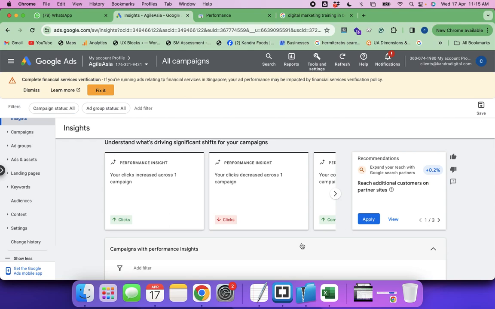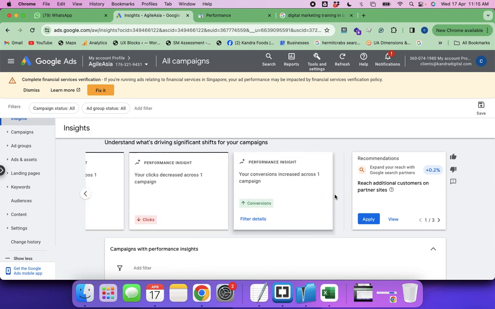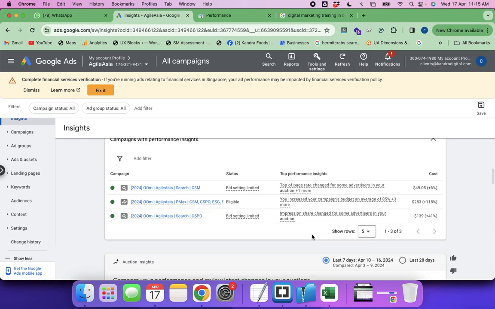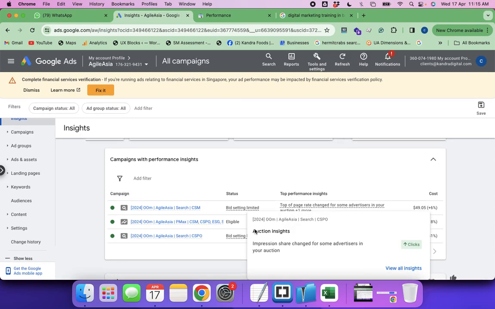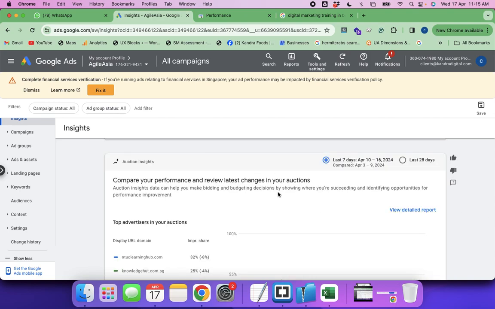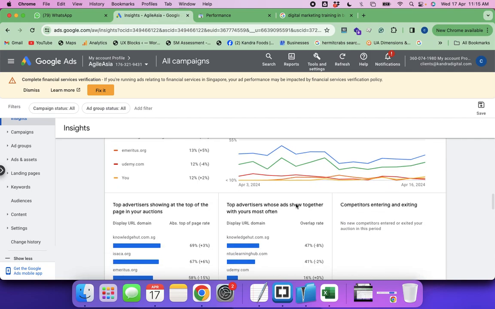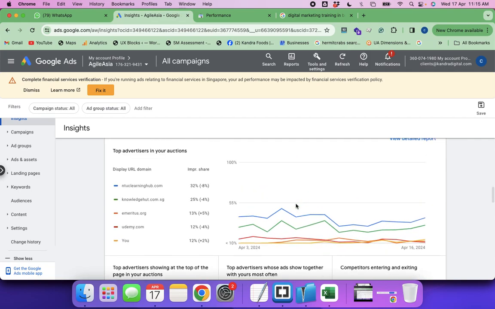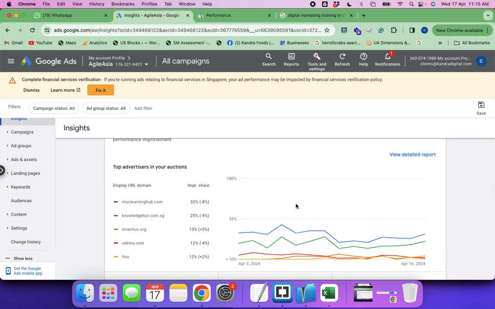Your clicks decreased across one campaign. For one campaign, the clicks increased. For one campaign, the clicks decreased. And performance insight, your conversions increased across one campaign again. And campaigns with performance insights, which is anyways visible in the campaign section. Compare your performance and review the latest changes in your auctions. So what are the latest changes? Impression share for some of the players has decreased and for other players has increased.